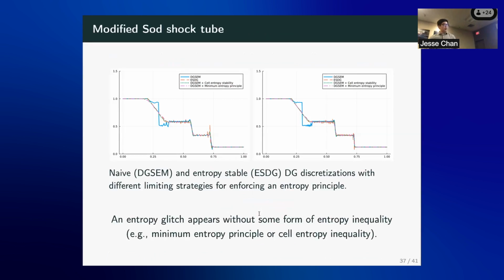And what we see is that it works pretty well. This is an example of several different discretizations for the Sod shock tube, just to show you what happens when you don't apply any entropic principle. If you use standard nodal DG, which we'll refer to as DG-SEM for DG spectral element method, then you end up with this entropy glitch in the middle of this rarefaction wave over here. If you look at entropy stable DG, DG-SEM plus a minimum entropy principle, and DG-SEM plus a cell entropy inequality, none of these experience this entropy glitch. But we know that this minimum entropy principle is going to be low order accurate.